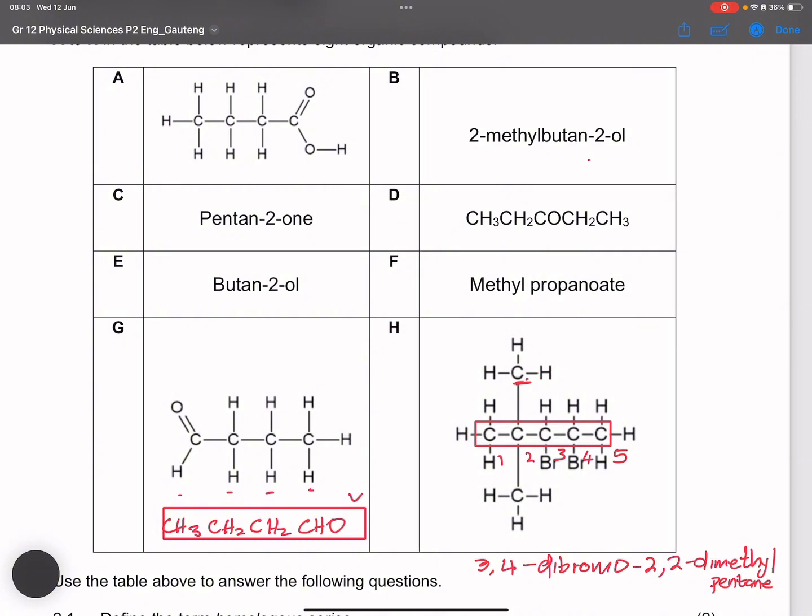Okay, let's see. I do have a ketone. This is definitely a ketone. Okay, it's got a C double bond O, and it's got 5 carbons. Yeah, it looks like it's C and D, right? So C and D are positional isomers.